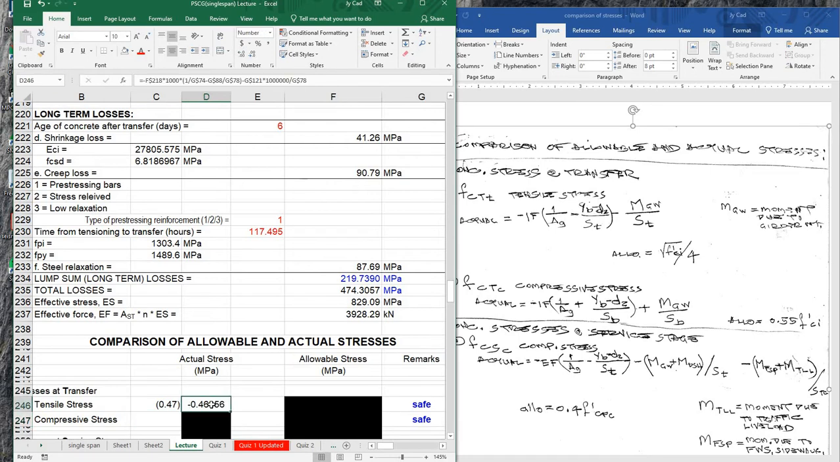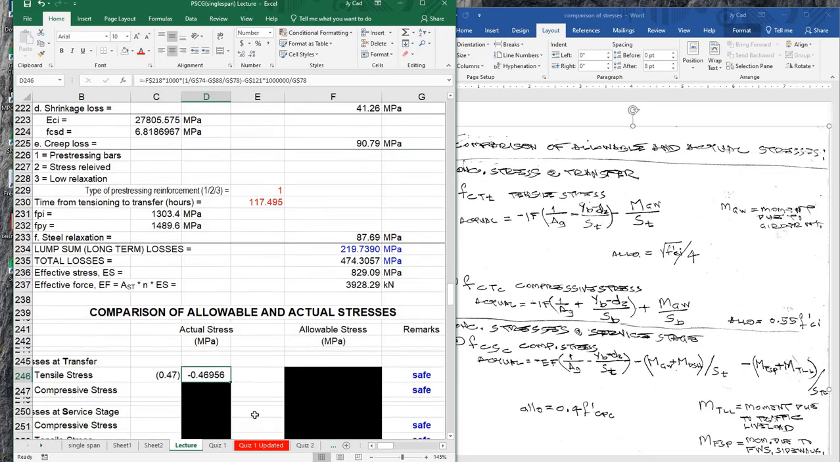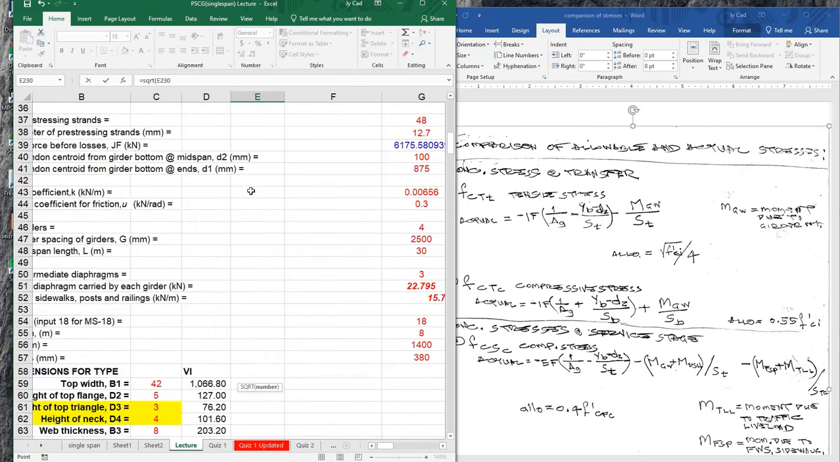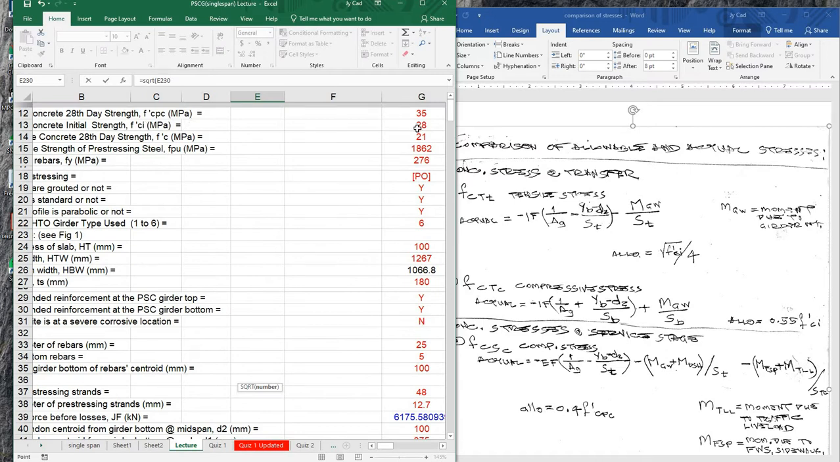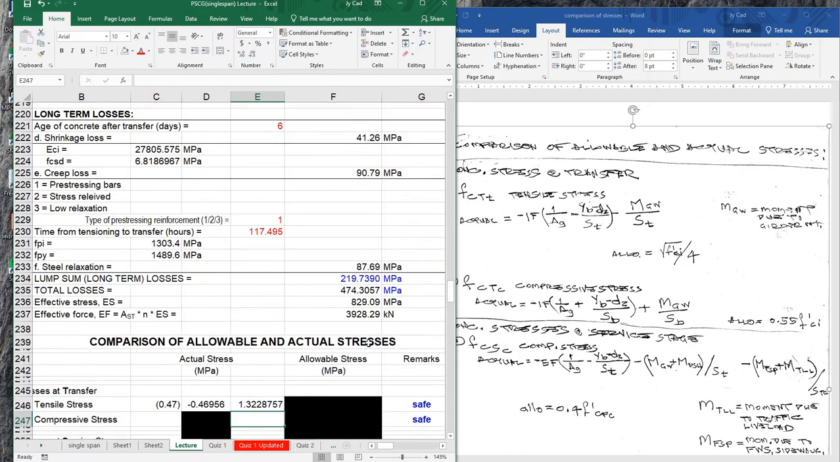Check natin. Ayan, okay? So, parehas sila. So, yan yung tama yung equation natin. Next, is yung allowable tensile stress is equal to negative square root, open parenthesis, F prime CI. Ito, 28. Then divided by 4. And you have 1.322. Let's uncover this and check. Yan. Okay, so para sila.